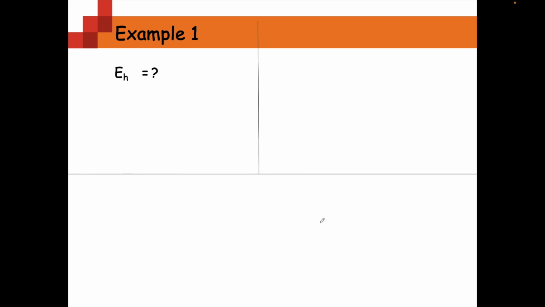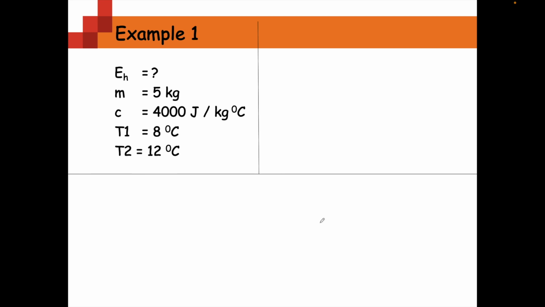If I want to find the energy needed to take a 5 kilogram mass with a heat capacity of 4,000, and I want the temperature to change from 8 to 12, how much energy would I need? I can use my rule: E_H equals C m change of temperature. Sometimes this could be Q, but we'll talk about that later. I take my C, which is 4,000, multiply that by the mass, and then multiply that by the change in temperature, which is final minus initial, 12 minus 8.